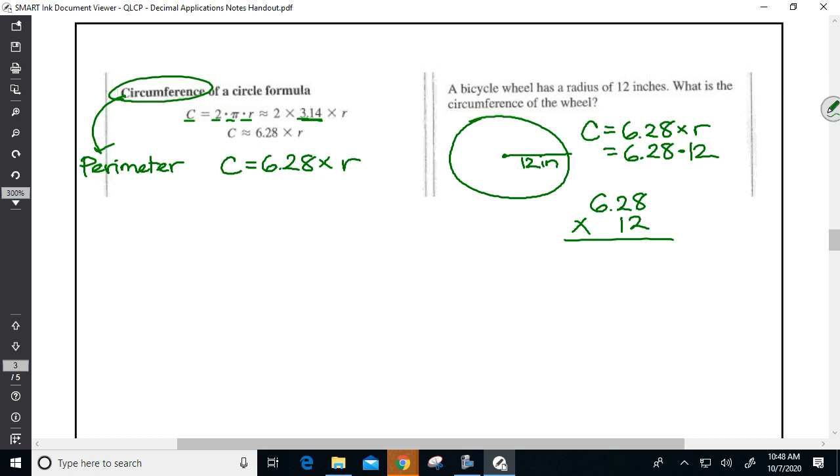So the computation part, that's the easy part. 8 times 2 is 16. 2 times 2, 4, plus 1, 5. 6 times 2, 12. Placeholder, keep multiplying. 1 times 8, 8. 1 times 2, 2. 1 times 6, 6. Add everything else. 6, 3, 2 plus 2, 4, plus 4, 5, and 7.